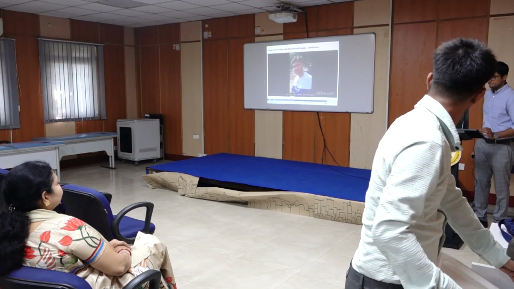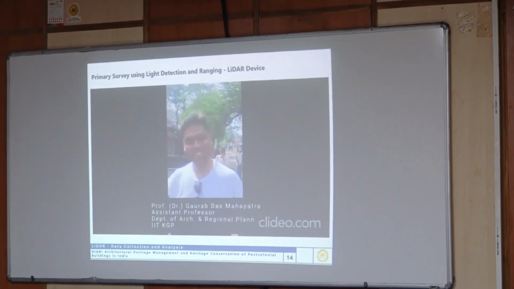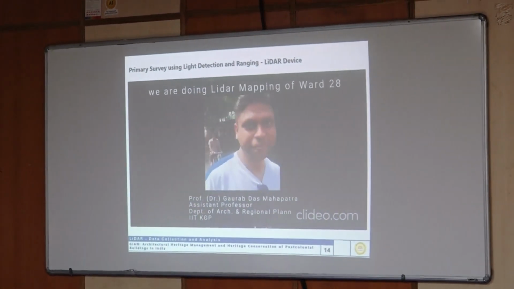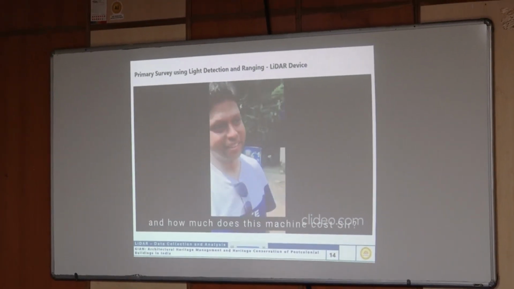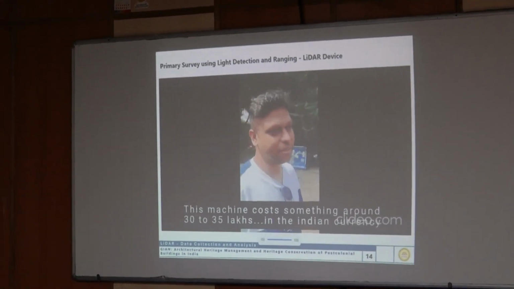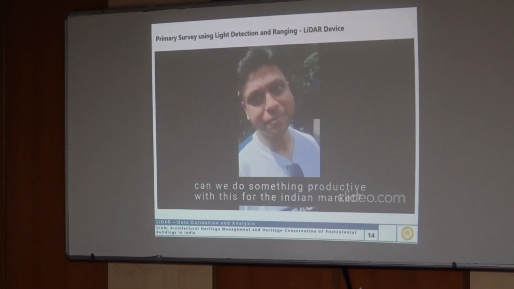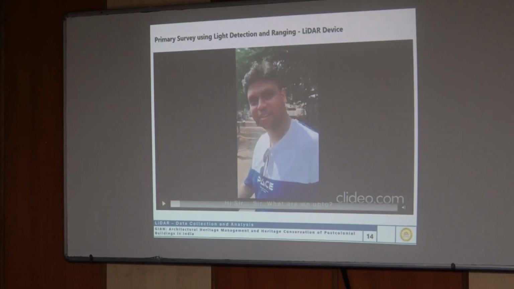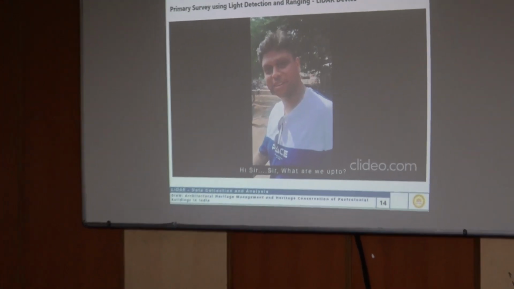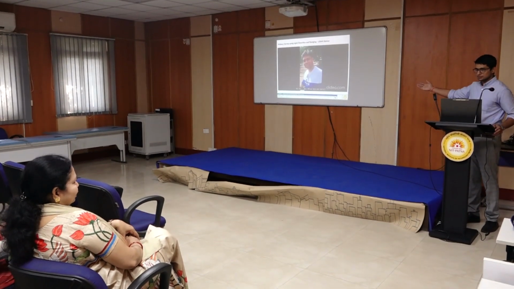Hi sir. Sir, what are we up to? How much does this machine cost, sir? This machine costs something around 30 to 35 lakhs. So it's not a very high-end machine. We were looking at machines which were 70-80 lakhs, almost 1 crore. That is why we hesitated. Those will be much more powerful than this one.